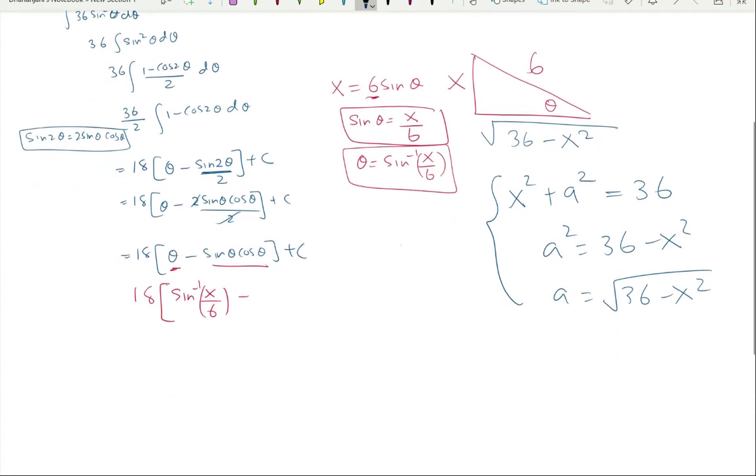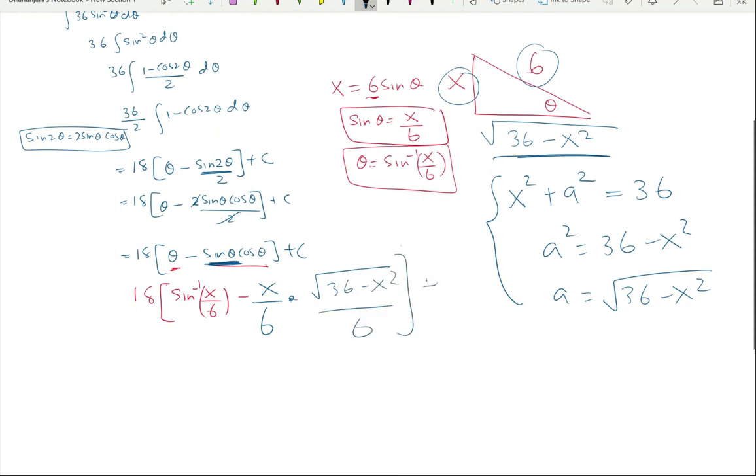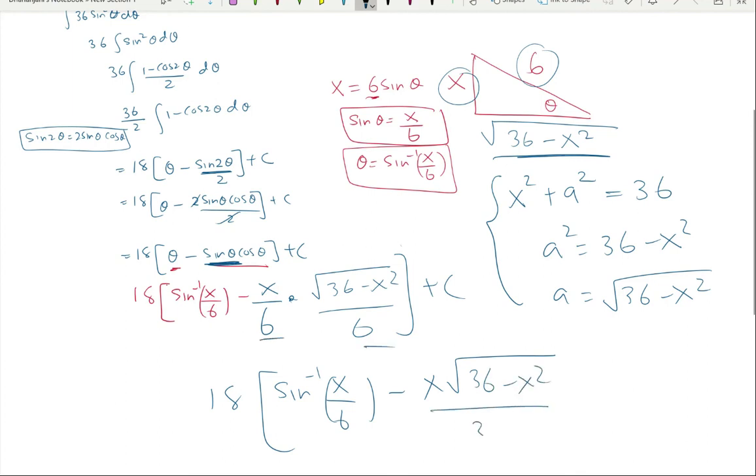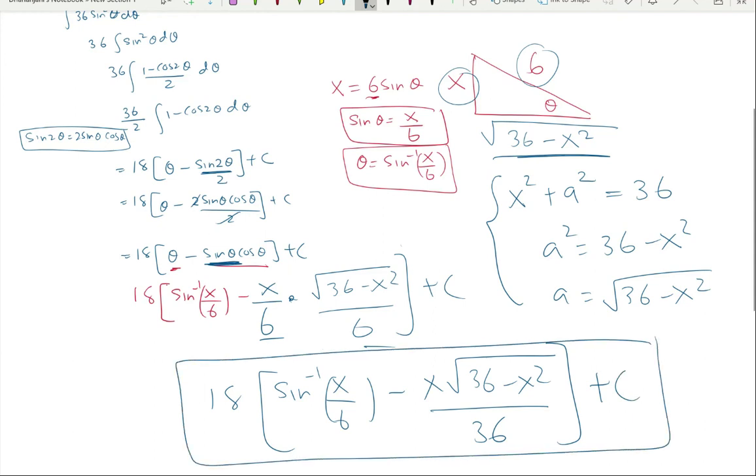All right, so now let's replace. Sine theta is now opposite over hypotenuse, so x over 6. Cosine theta is adjacent over hypotenuse, so here square root of 36 minus x square over 6, plus c. So let's see what we get. 18 sine inverse x over 6, minus x times square root of 36 minus x square, 6 times 6 is 36, plus c. So this is the final solution.